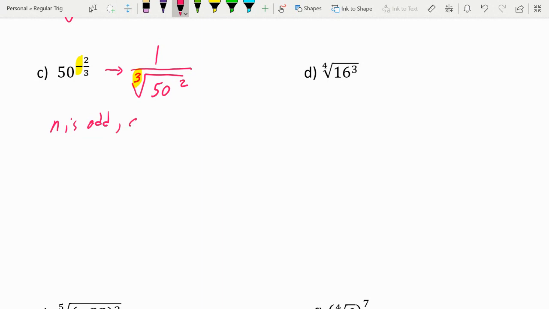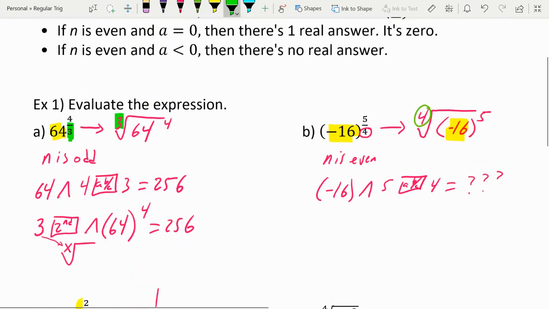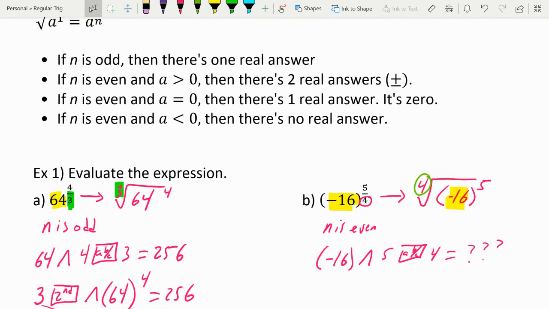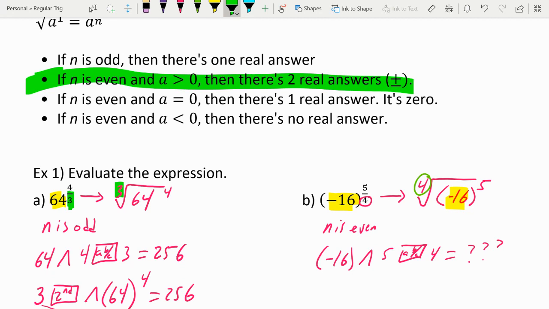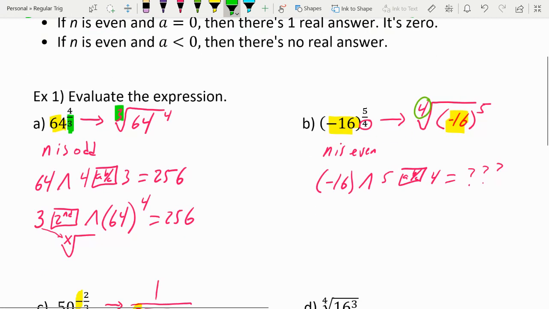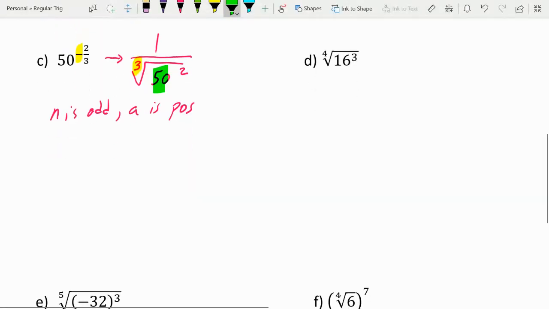A is positive. Remember, here's A. There's A. So what are we looking at? We're looking at this one right there. So I know there's going to be two real answers. All right. So I know I have to remember to put plus and minus. Okay. So N is odd.